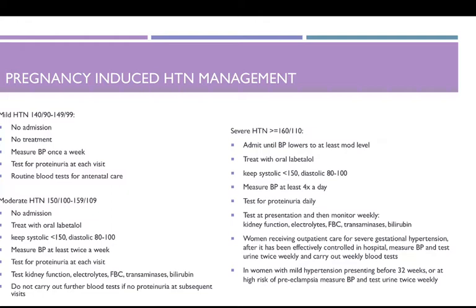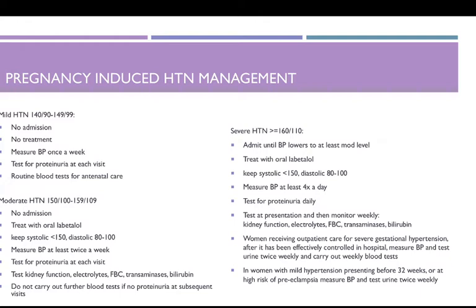You're going to treat with oral labetalol. You're going to keep the systolic below 150, diastolic between 80 and 100. You're going to measure the blood pressure at least 4 times a day, and you should be checking for protein in the urine daily because they're at an even higher risk of preeclampsia. You would test at presentation kidney function, electrolytes, full blood count, transaminases, and bilirubin, and then monitor these weekly.